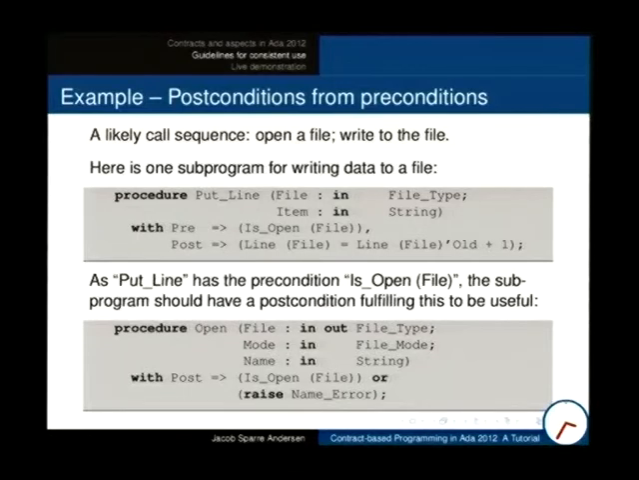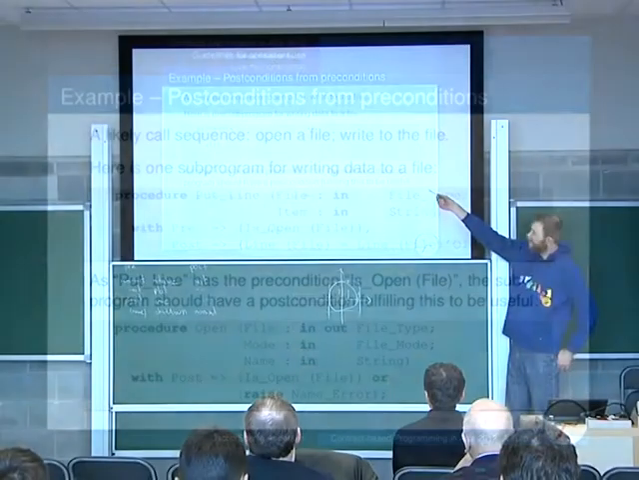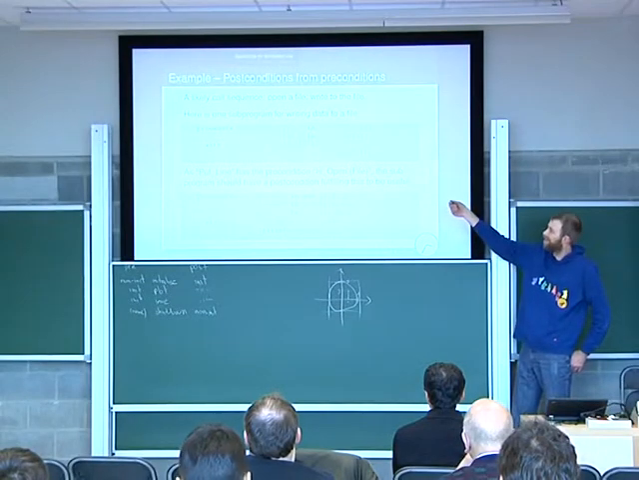Here we have another call sequence that's open a file, write to a file, and then close a file, which may be the last point. Maybe it will take more than one step. So we say, put line has a precondition that the file should be open.